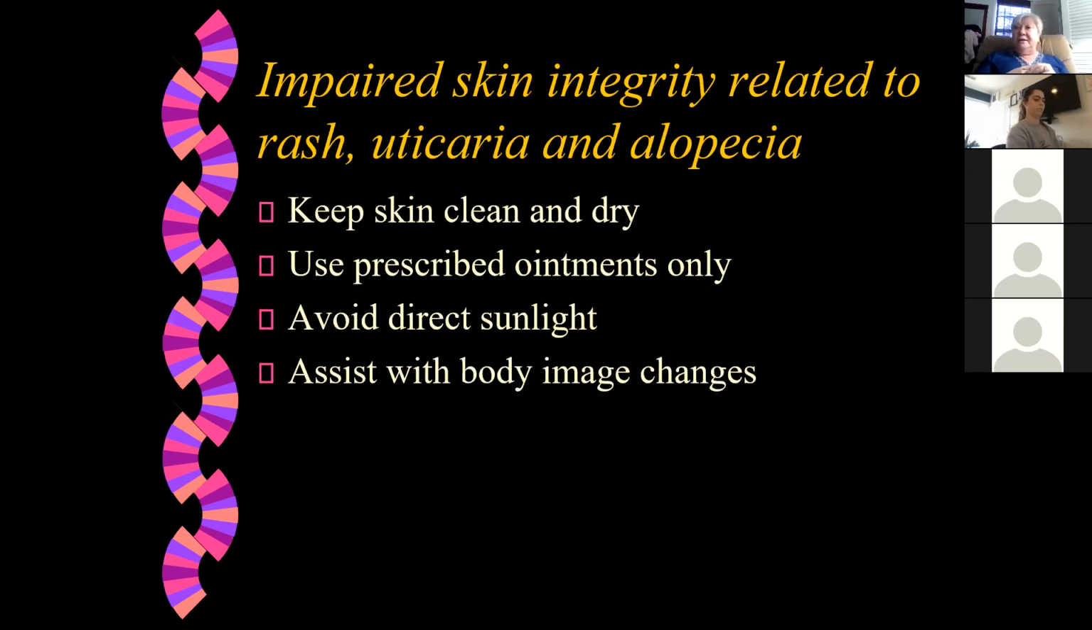They should avoid the direct sunlight. Like I said, they should wear hats when they're out, because it can trigger an exacerbation. They need to wear sunscreen anytime they are exposed to the sun. They should learn to wear clothes that are gauzy, very thin, but still long sleeve. So no tube tops, no t-shirts that expose their arms and that type of thing. And assist them with their body image.